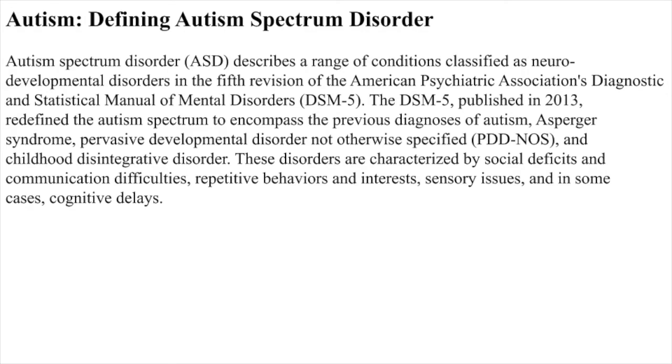Cognitive differences. Sometimes children's brains work differently. One form of this neurodiversity is autism spectrum disorder. Autism. Defining autism spectrum disorder.